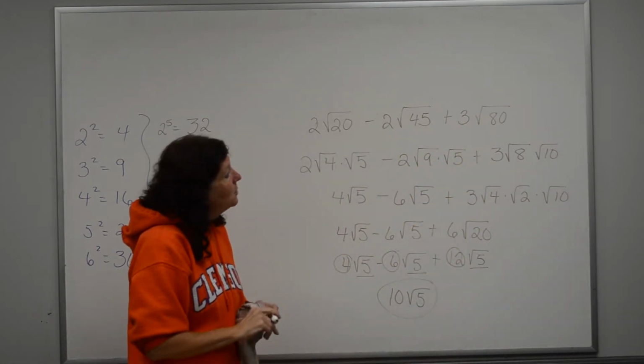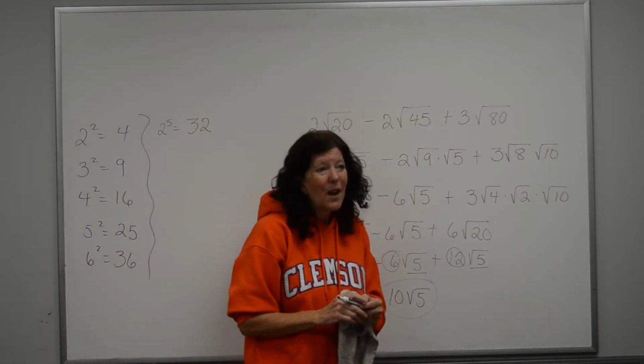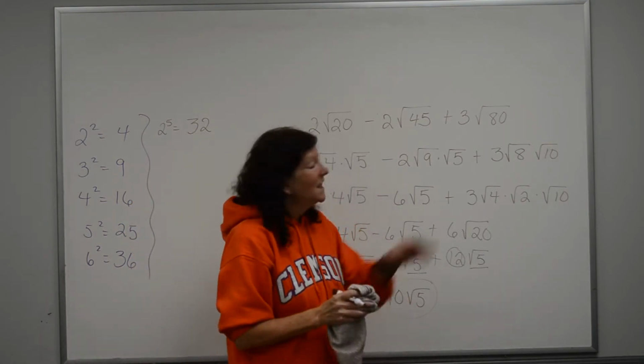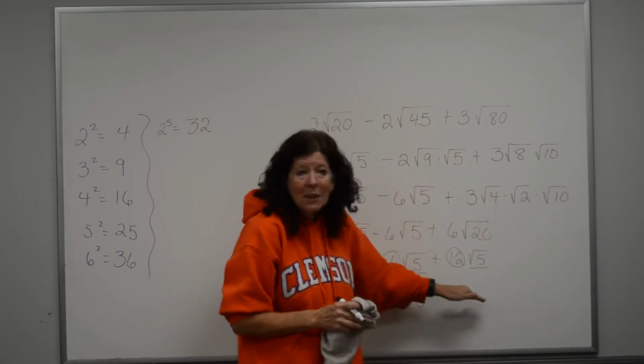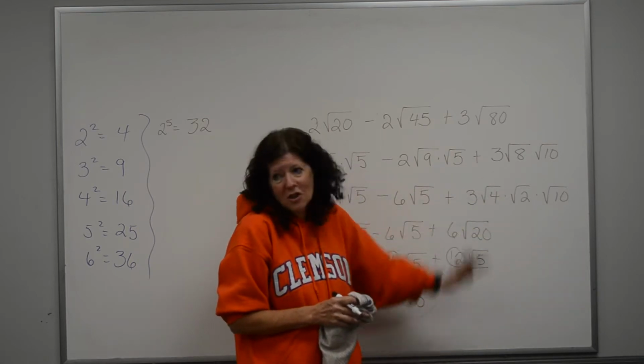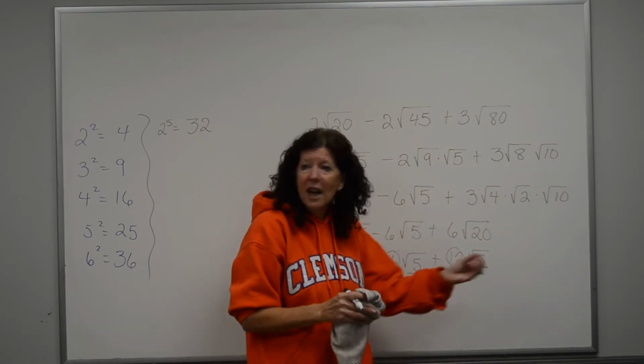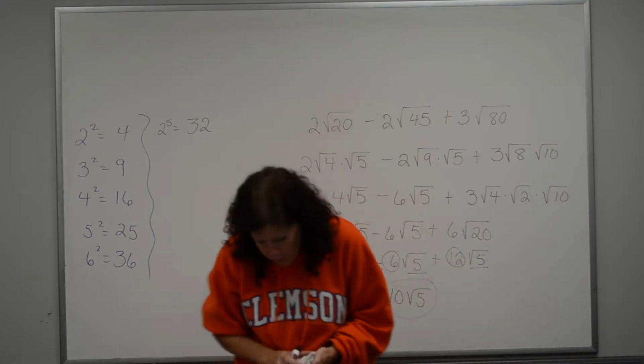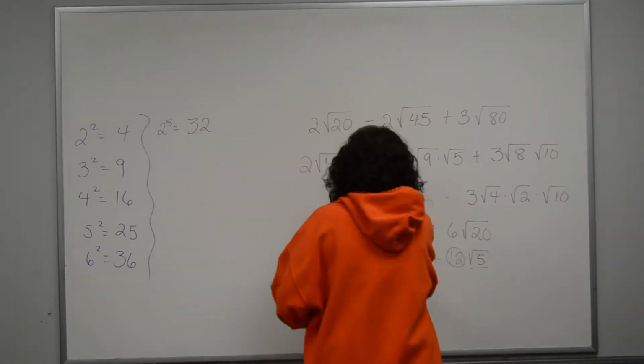Because I do believe it's 16 times 5. The square root of 16 is 4. Now that does not mean you don't eventually get there, but you just took the scenic route to get there. You got to just keep reducing until you can't reduce anymore. All right, let's do another one here.